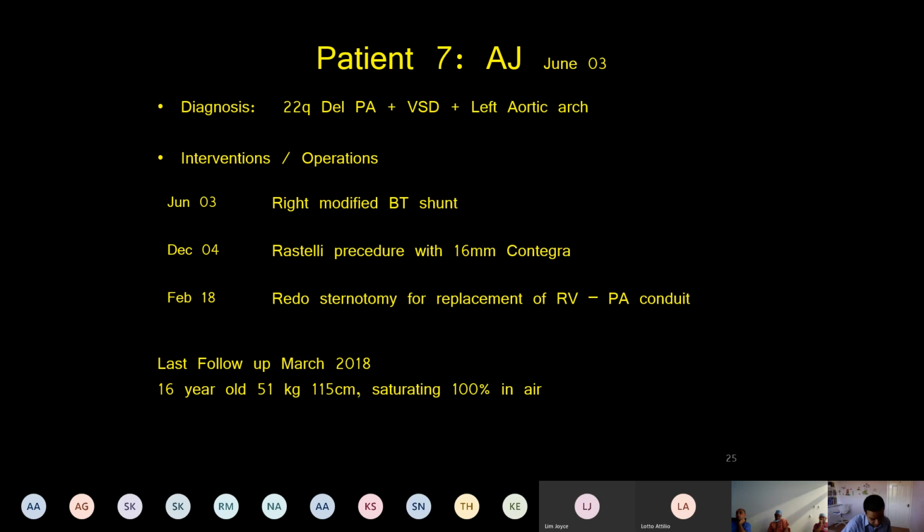So this is Alec Jones, who was born in June 03. So another patient who has 22q deletion. Multiple interventions done. Staged one, obviously, at birth or first neonatal period, BT shunt, Rastelli procedure, and reduced anatomy and replacement of RV to PA conduit. Last follow-up a couple of years ago, he's 16, so he's nearly moving out into transitional care now, and he's 50 kilos, and he's saturating well, and he's doing well. And he's also 22q deletion. Obviously, it's a spectrum, but we are coming up to nearly 18 years of follow-up for these patients now.